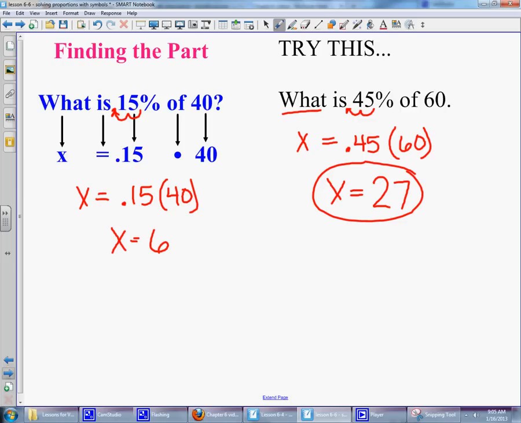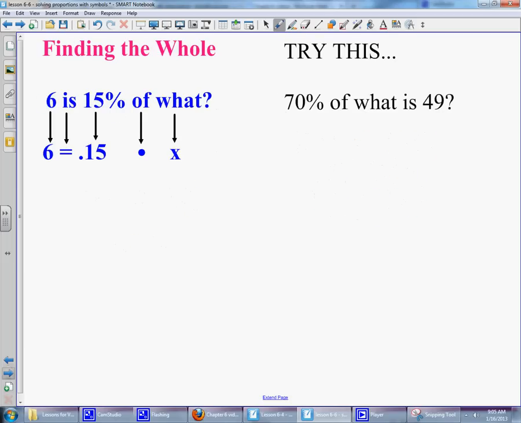Notice on both of these problems we didn't have to change the numbers into percents because it just is asking what. When it just says what, it just means a number. It doesn't mean what percent. If it says what percent, then you need to change it into a percentage. And the last one is finding the whole. 6 is 15% of what number?